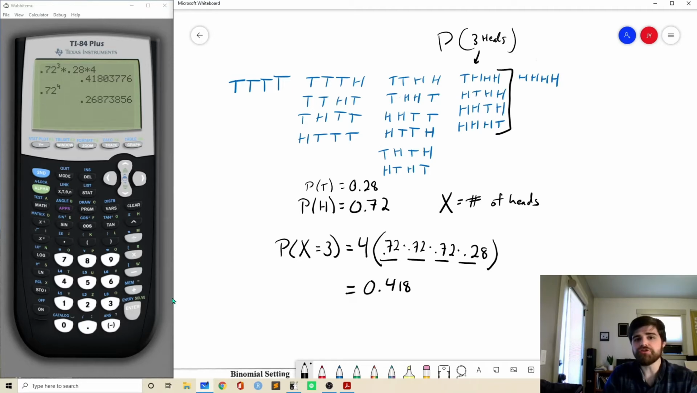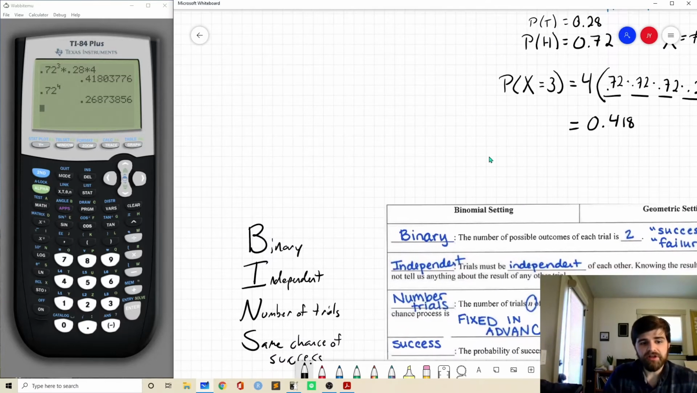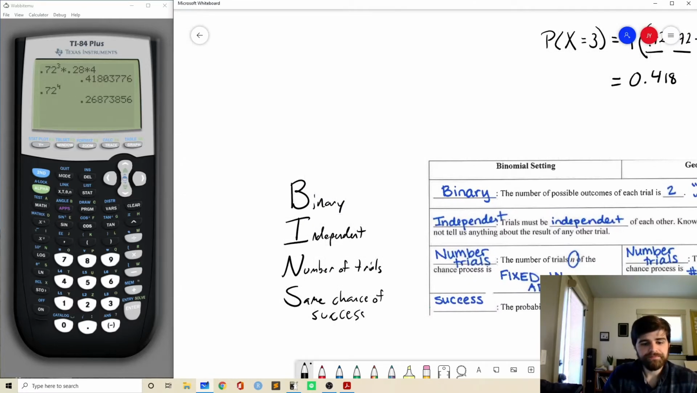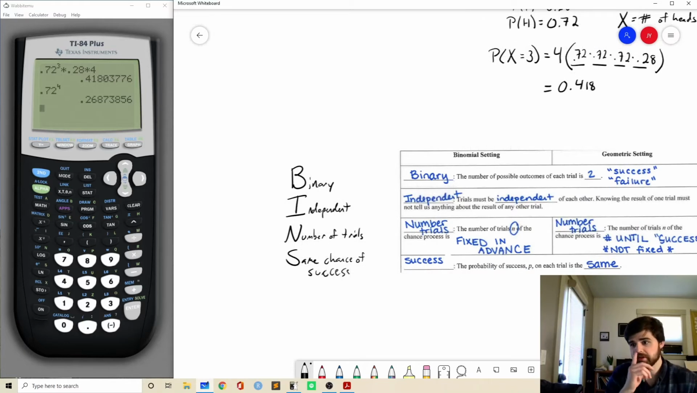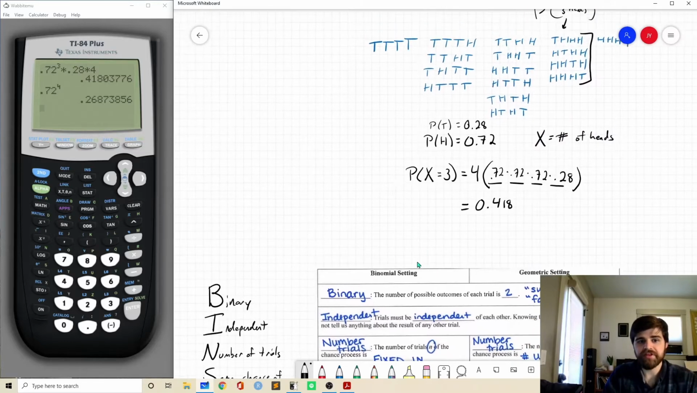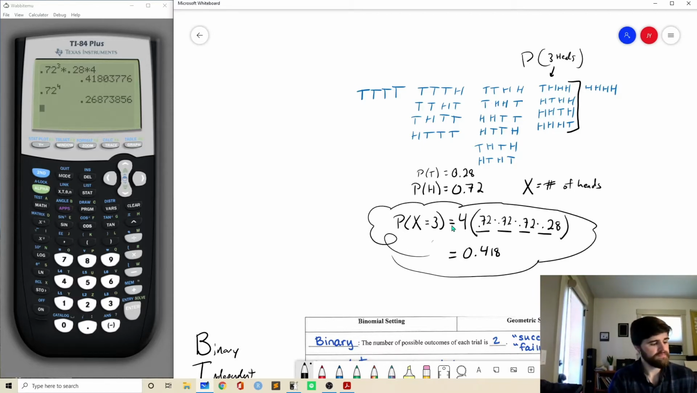So we need a new method. We need a more efficient way to solve these types of problems. Enter the binomial setting. So what we're looking at is an example of a binomial problem. So that's what 6.3 is all about, binomial and geometric distributions. And we'll get to geometric later, but I want to really focus on binomial for today, because that's what we're doing right here when we do this probability calculation.